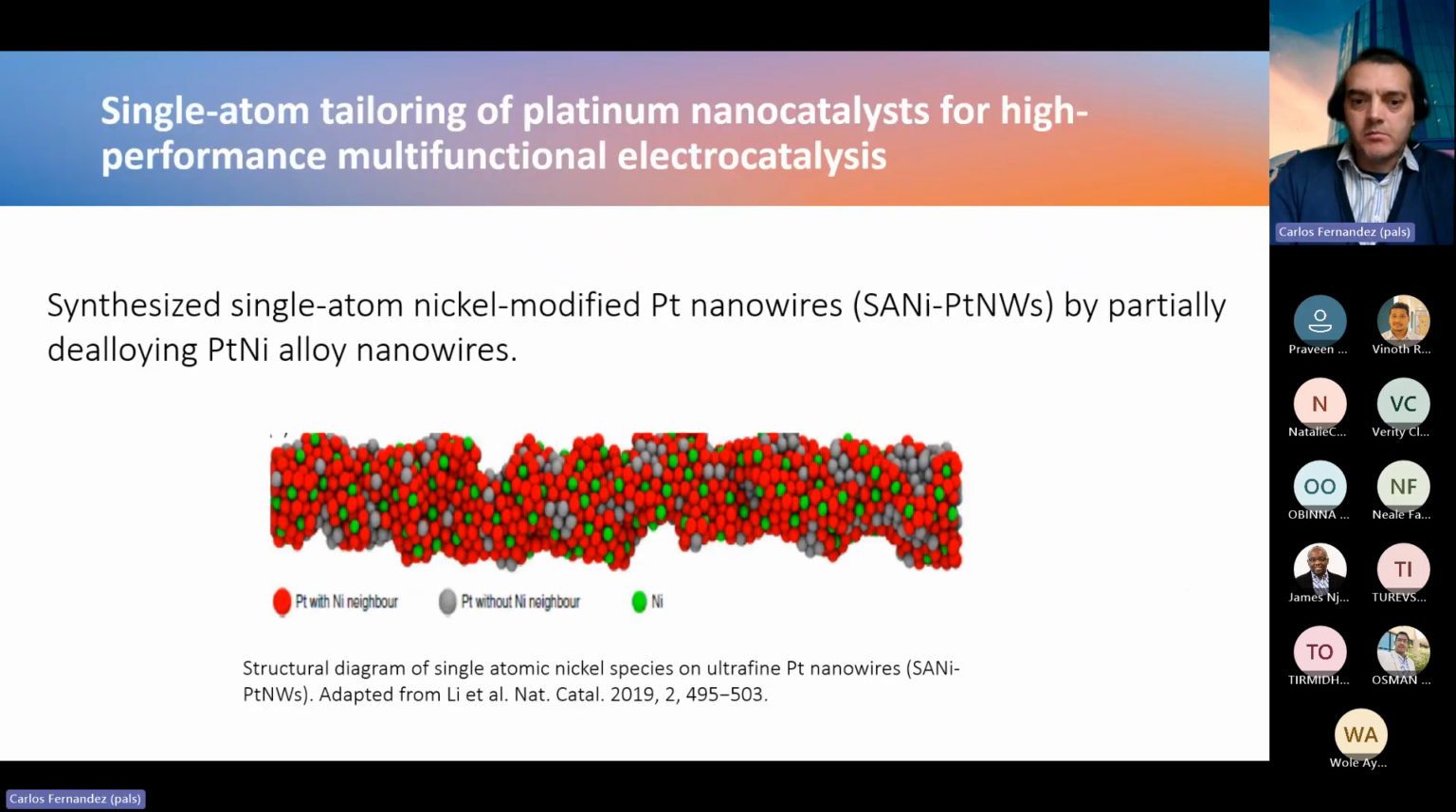The other systems are very similar. I'm trying to reduce the amount of platinum, as I mentioned, substituting it with different nanoparticles or other types of materials, or, as I mentioned earlier on, bimetallic systems. In this particular case, they're using platinum and nickel: platinum nanowires and single atomic nickel species on ultrafine platinum nanowires.